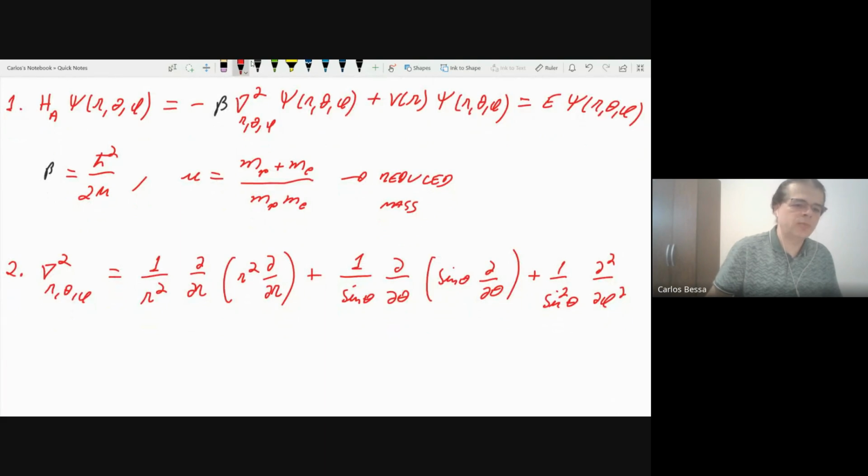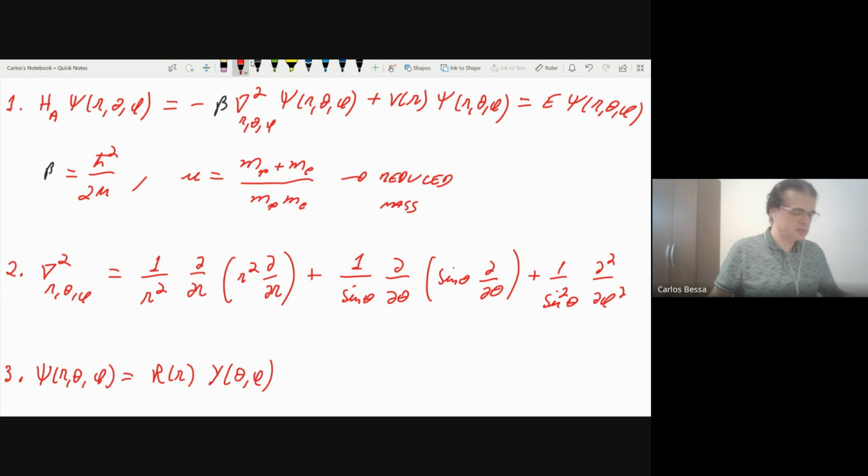So the third step, I'll make the separation of variables to solve this equation. I can write psi of r, theta, phi as, let's say, R of r and Y of theta, phi. Okay, so what we do now is substitute step 2 and step 3 into step 1.